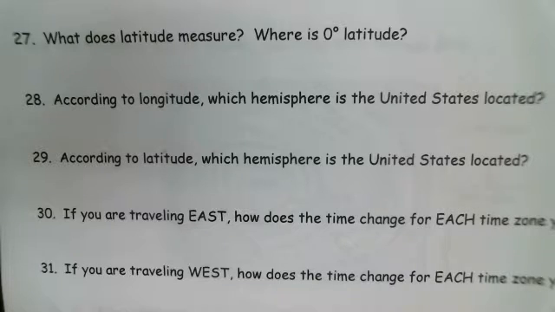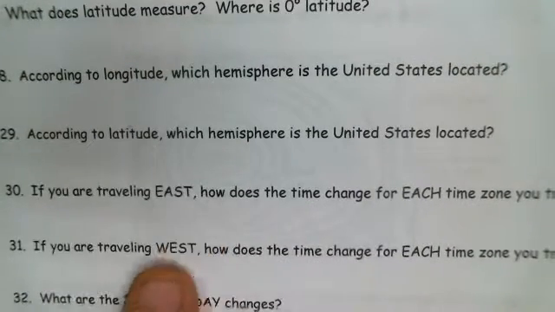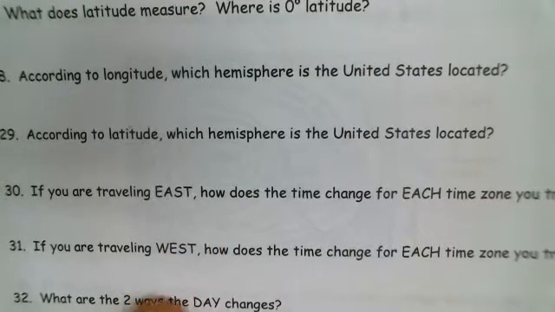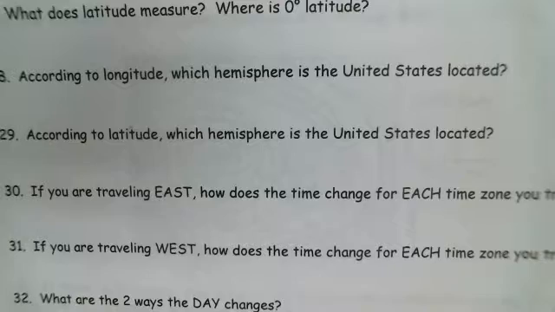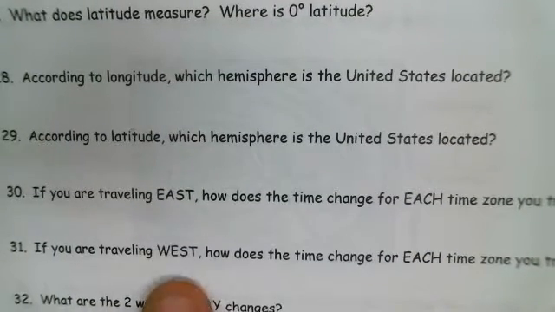If you are traveling east, how does the time change for each time zone that you travel through? You subtract 1 hour. Number 31. If you're traveling west, how does the time change for each time zone that you travel through? You add 1 hour.